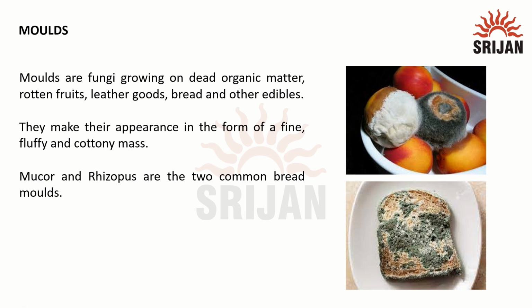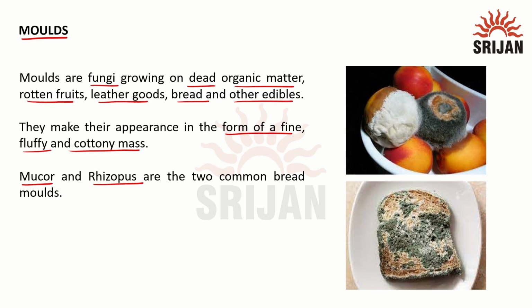In this video, we will learn about molds. Molds are fungi growing on dead organic matter, rotten fruits, leather goods, bread and other edibles. And they make their appearance in the form of a fine, fluffy and cottony mass. Two main examples of bread mold are Mucor and Rhizopus.